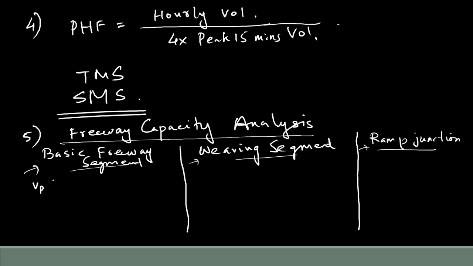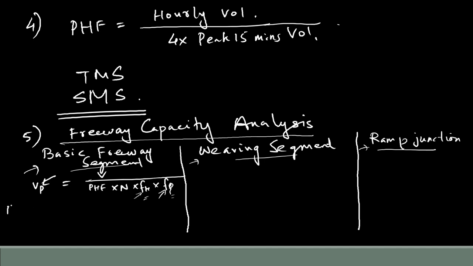So you first find the vp, which is the hourly flow rate. You do that by V divided by PHF times N times fHV times fP. This is the heavy vehicle factor and this is the driver population factor. So these factors will be important. Remember these factors.